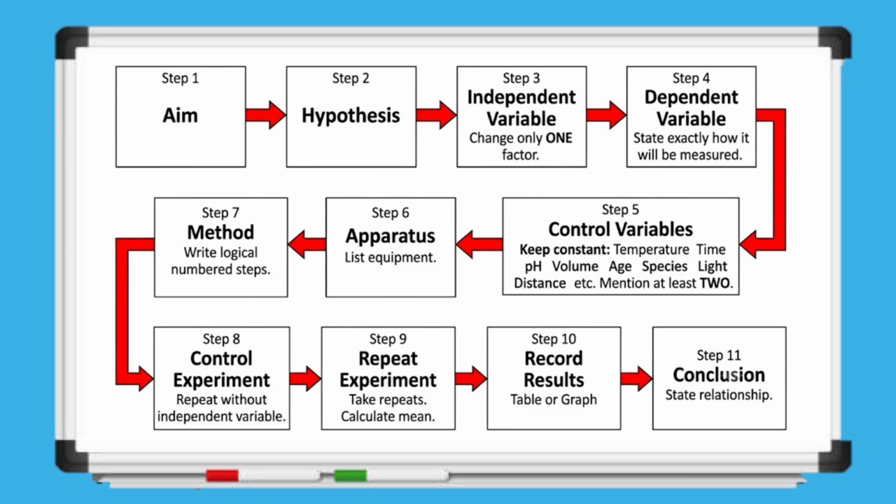First, state the aim, explaining what you want to investigate. Next, write the hypothesis, which is your prediction. Then identify the independent variable, making sure you change only one factor. After that, state the dependent variable and explain exactly how it will be measured. Next, list at least 2 control variables, such as temperature, time, pH, volume, age, species, light, or distance, which must all be kept constant to ensure a fair test.